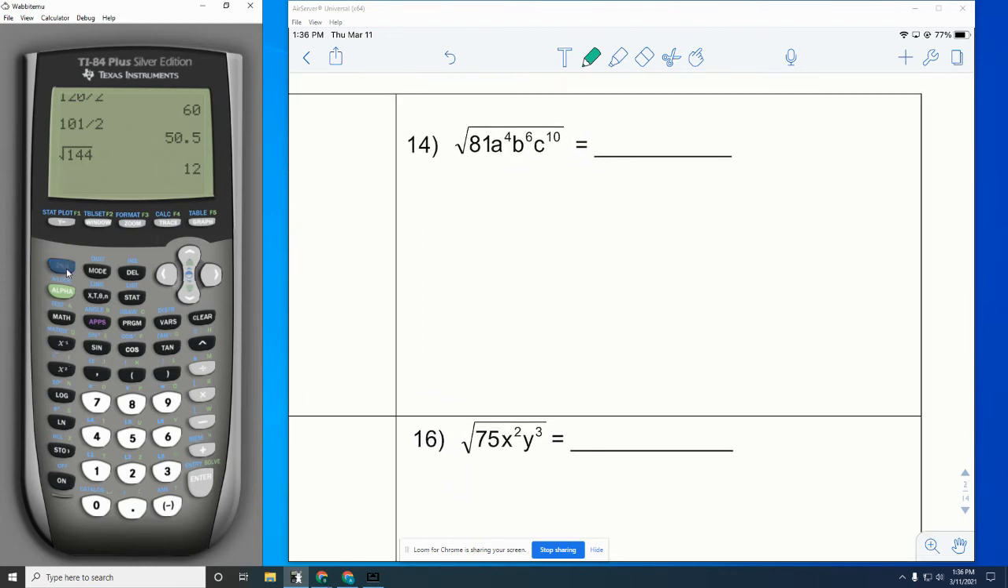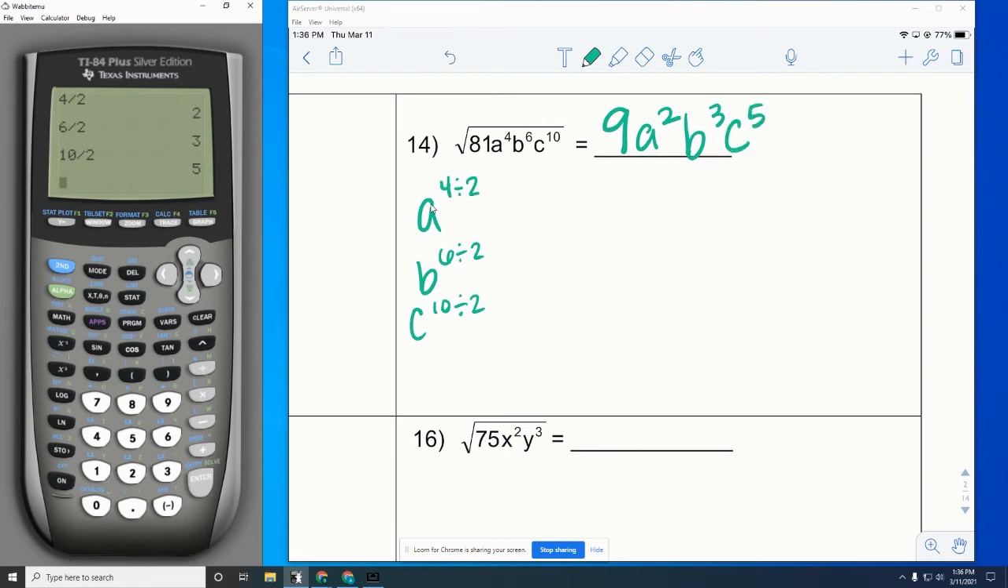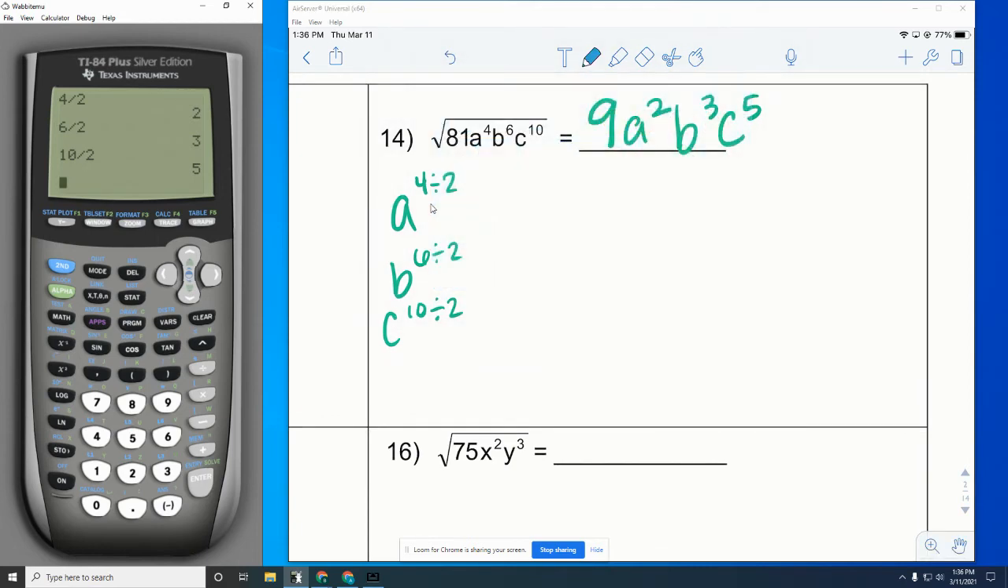Number 14, check that square root first. Oh, look, the square root of 81 is 9. And then for my exponents, I'll take 4 and divide it by 2, 6 and divide it by 2, and 10 and divide it by 2. So for the A's, I have 2 full sets. For the B's, I have 3 full sets. And for the C's, I have 5 full sets. None of these have remainders, so there will be nothing left under the square root.